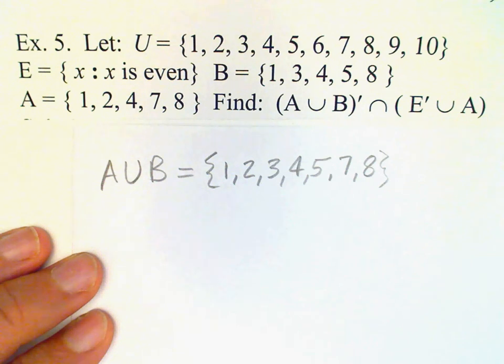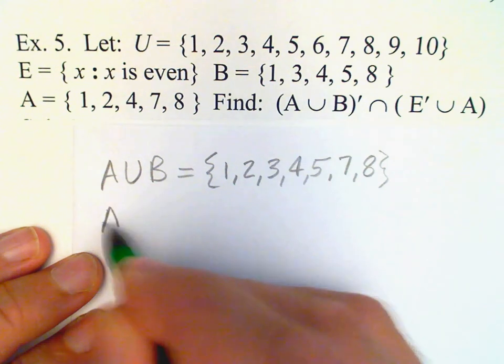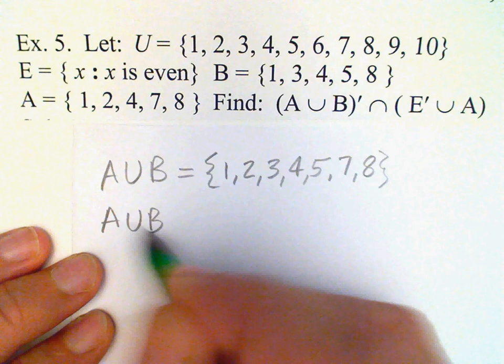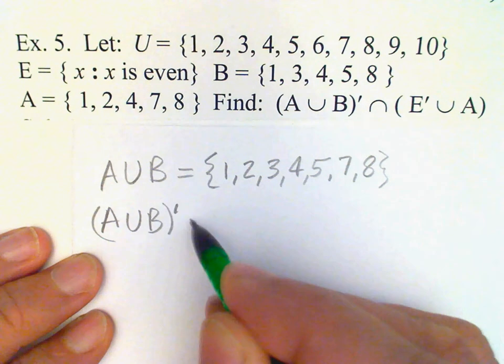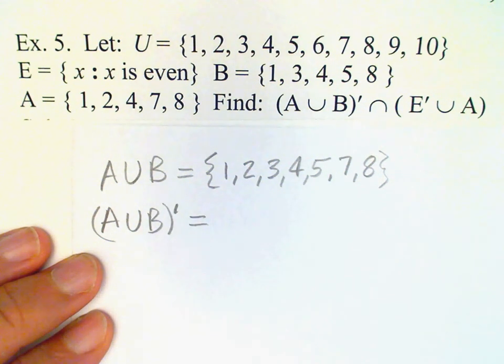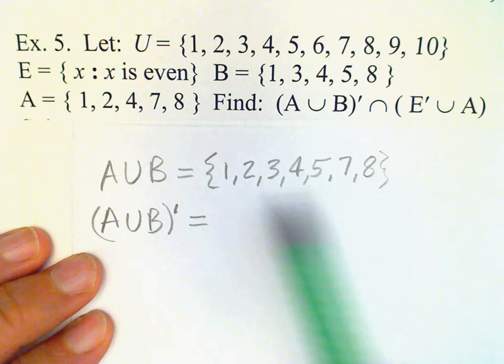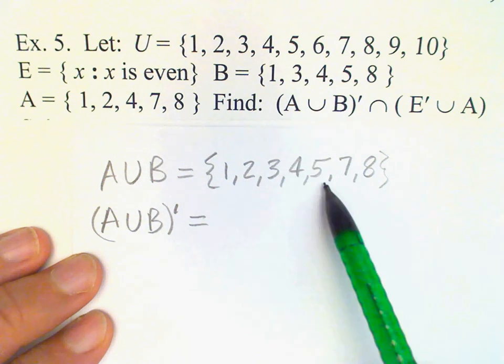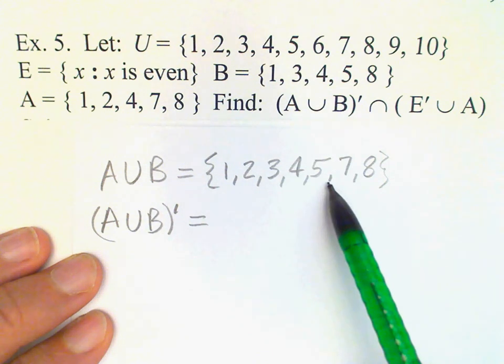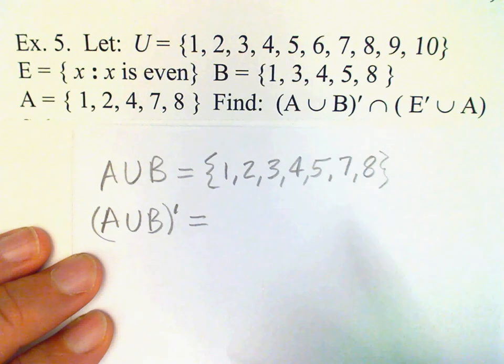Okay, now we need the complement of this. So I have to look in the universal set to see which elements are not in this set here. So I have, let's see, 6. 6 is in there. And then 9 and 10.